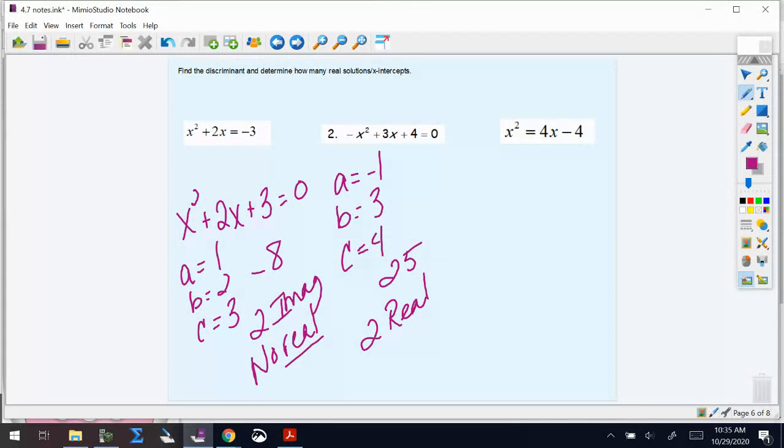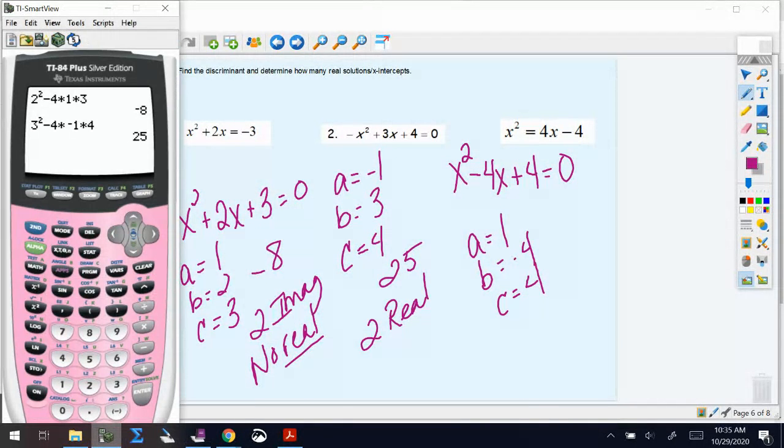And then the last one is not in standard form. I'm going to bring everything to the left just out of habit. You could go the other way if you'd like. So I'm going to subtract 4x. I'm going to add 4. A is 1. B is -4. C is 4. I want to show you on the calculator because I keep talking about the calculator and I haven't mentioned yet.